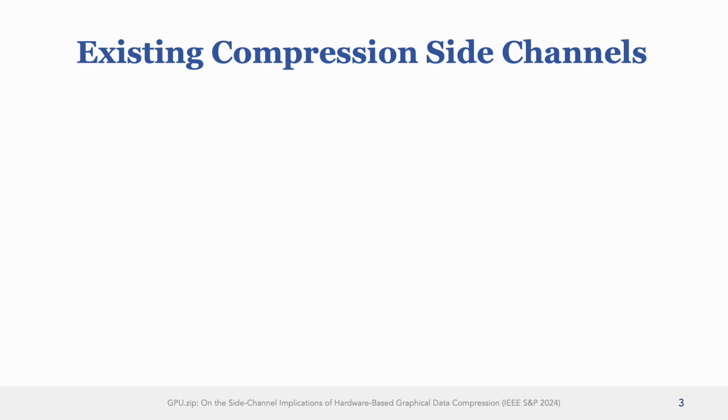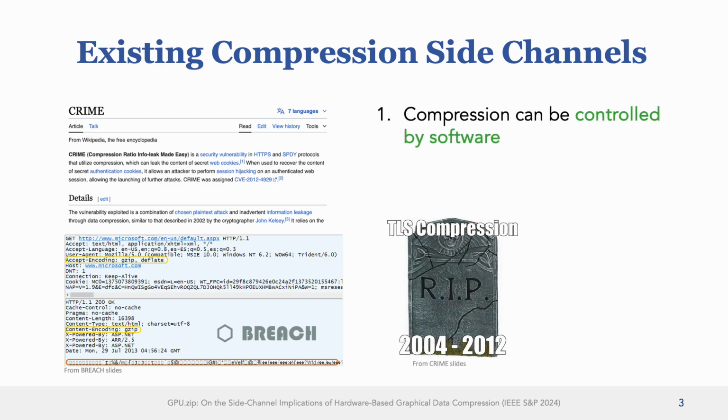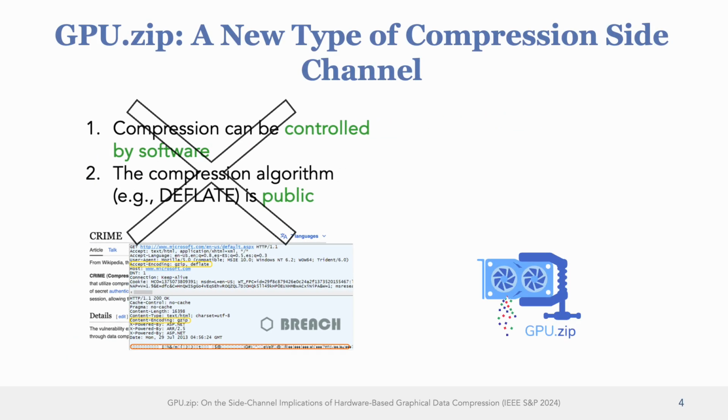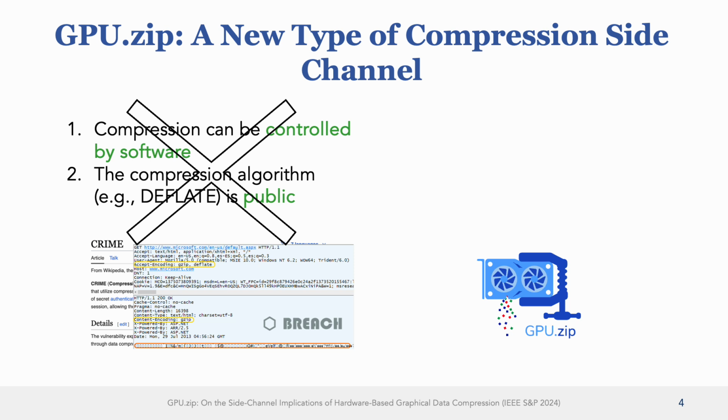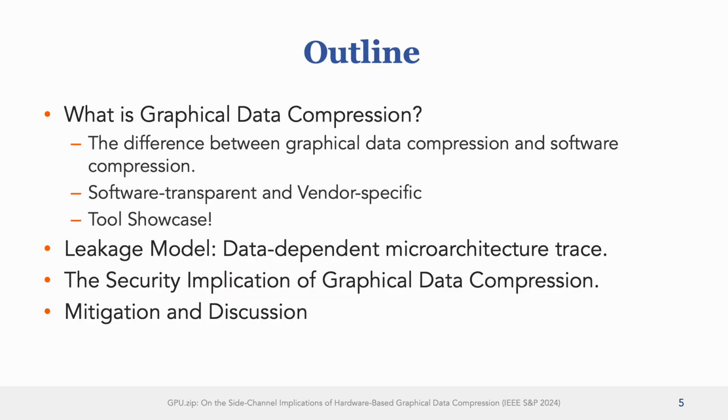There are several more devastating attacks that abuse the similar compression side channel. However, here's a saving grace. Compression is typically software visible, and in this paper, we present gpuzip, a new type of compression side channel that challenges the conventional wisdom. The compression side channel we'll discuss in this talk is, first, software transparent, which means that the compression algorithm kicks in by itself without the software sending out any request. Second, the compression is microarchitecture specific and undocumented. This makes mitigation specifically hard because defenders cannot make any assumption about what compression algorithm will be in use.